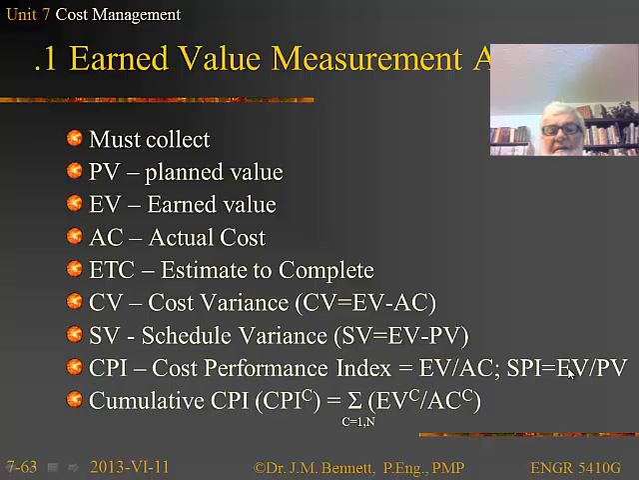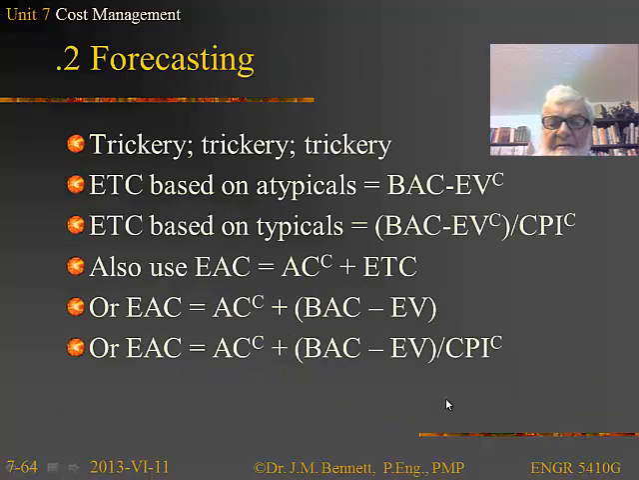Then we can take a look at the cumulative cost performance index. This basically is the sum of the earned value divided by the actual cost over a set of periods.